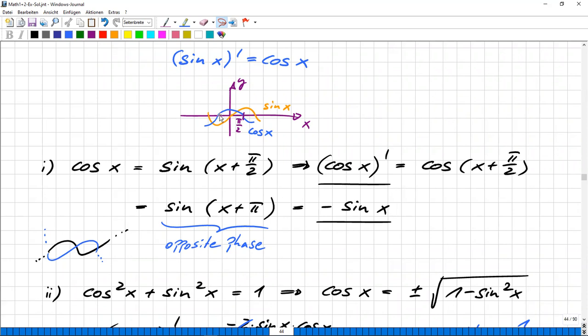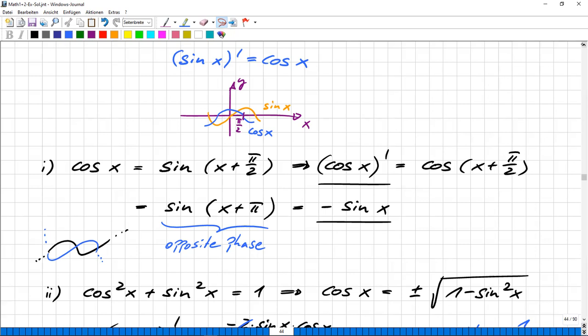And you can also, by inspecting this graph again, easily see that the slopes of the cosine curve, of its tangents, are given by the values of the sine function, but with the opposite sign. So it means that cosine of x prime equals negative sine of x. This was one step, and this was one method to prove it.